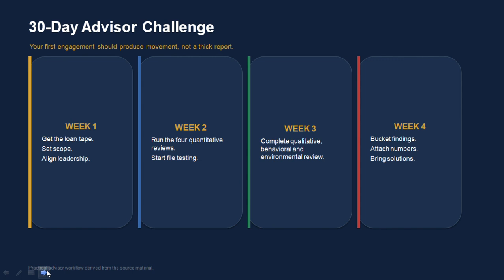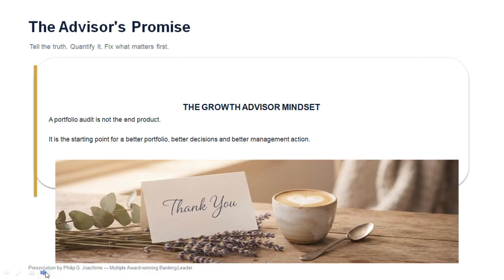qualitative, behavioral, and environmental reviews to ensure you are on course. By week 4, bucket findings, expose them, attach numbers, and suggest solutions that the appropriate officers and yourself will take to the bank. You have to ensure it is done, they are correct, everything is intact, so that there will be no problems lingering. If you have done this, you are an advisor with a promise.